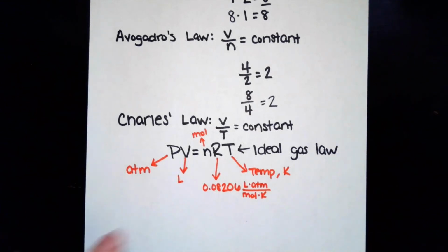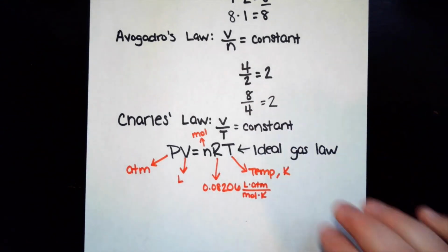Basically, if you're given some of these values and you're given just one set of conditions, something that says the pressure is this, the volume is this, and the temperature is this, how many moles of gas do you have? This is what you're going to use.